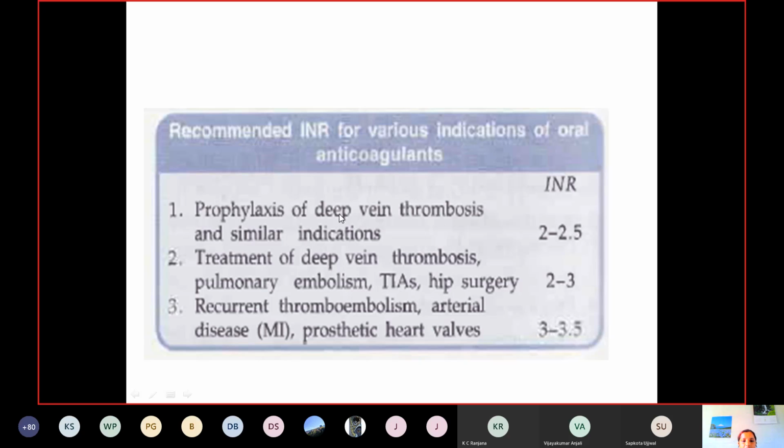Like for the prophylaxis of deep vein thrombosis and similar indications, the INR ratio should be between 2 and 2.5. Whereas for the treatment of deep vein thrombosis, pulmonary embolism, and surgery, the range should be 2 to 3. Whereas for recurrent thromboembolism, arterial disease, MI, and prosthetic heart valves, it should be 3 to 3.5. For the different clinical conditions, there is a different range of INR. It should be maintained in this range depending on the clinical condition of the patient.